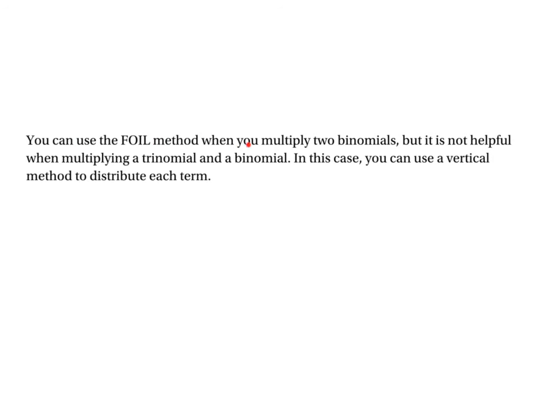You can use the FOIL method when you multiply two binomials. You have a first and a last. You have an inner and an outer. But it's not helpful when multiplying a trinomial and a binomial, right? Because you're going to result in 6 terms. In this case, 6 I know because 3 times 2. In this case, you can use a vertical method to distribute each term. Let's see what that looks like. I'll tell you there are some methods that I like better than others, but we can do it anyway. So let's take a look at it.